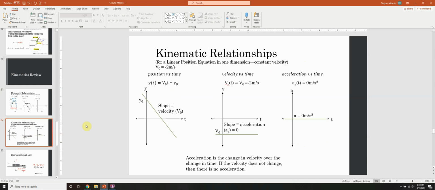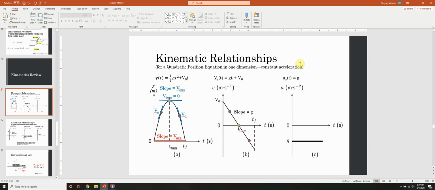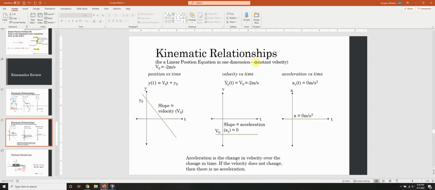Now, something that you'll probably see a little less commonly is when you have a linear position graph. So basically this means that you have a constant velocity. So this one, you had a constant acceleration. This one, you have a constant velocity. Okay? So if you have a constant velocity, you have a linear position versus time graph.